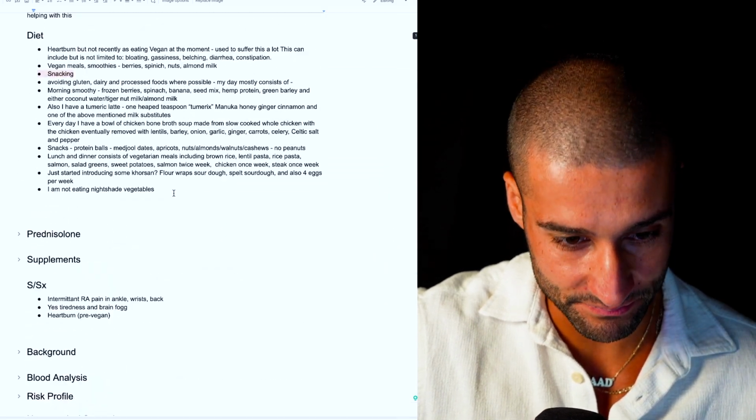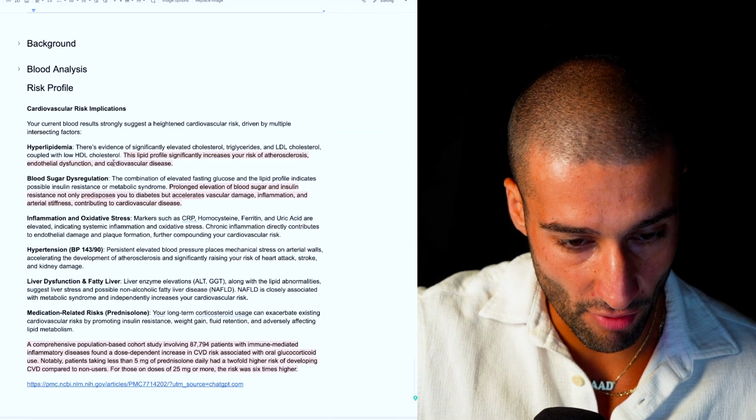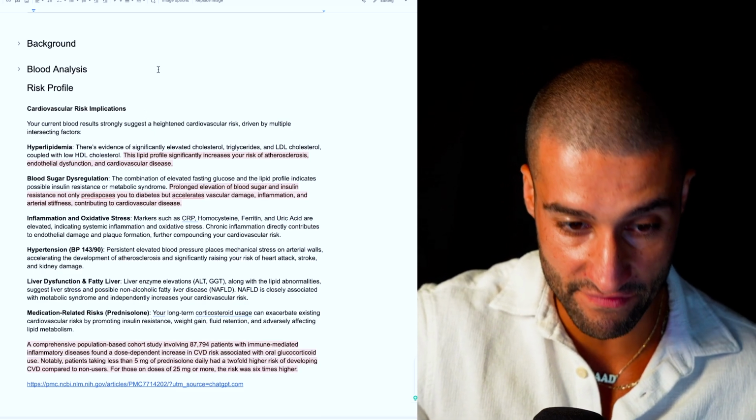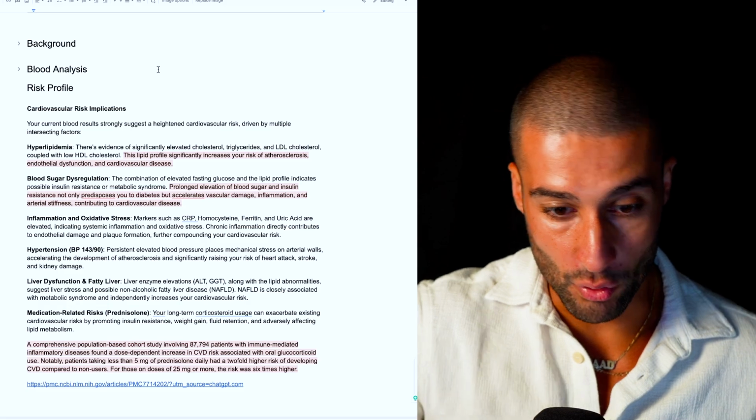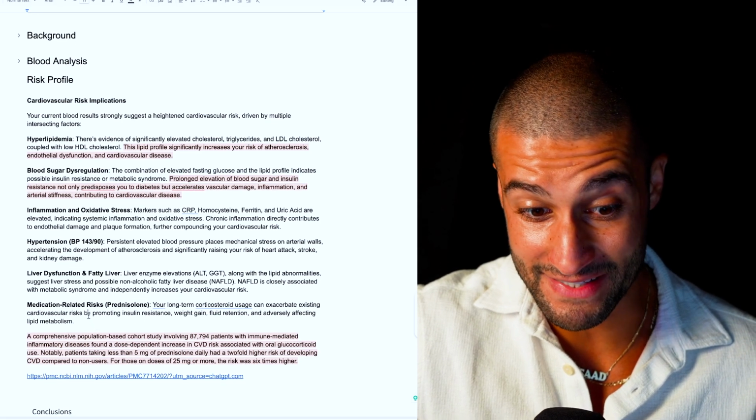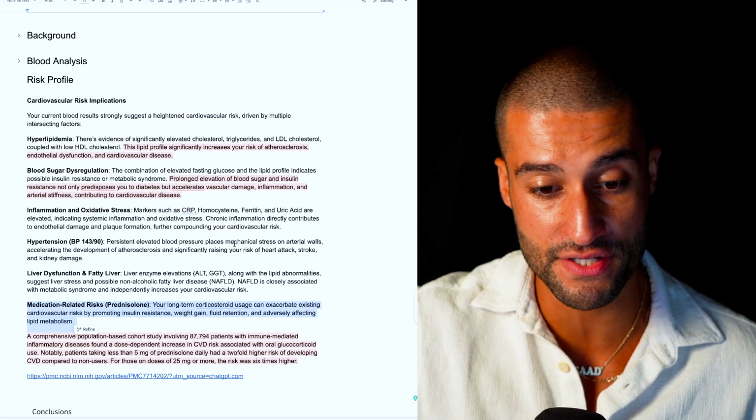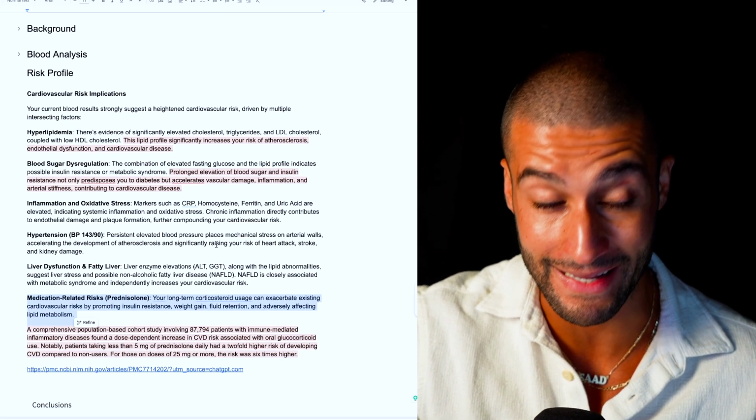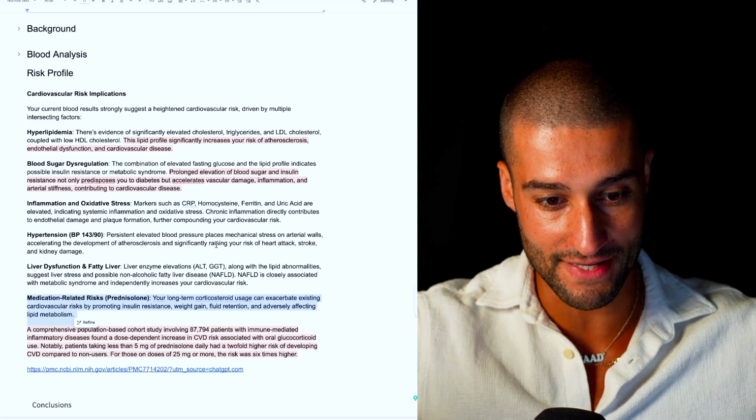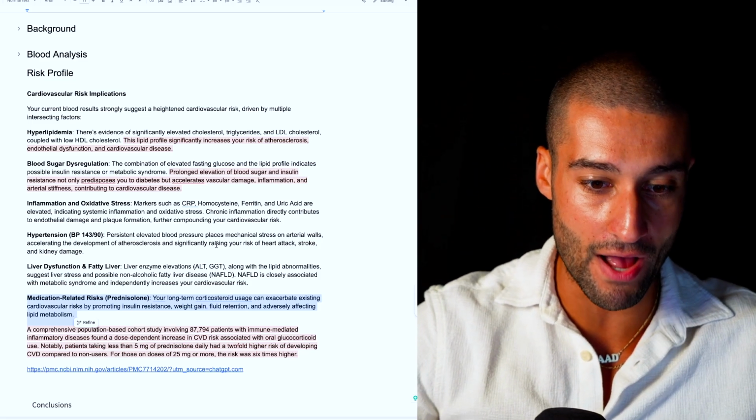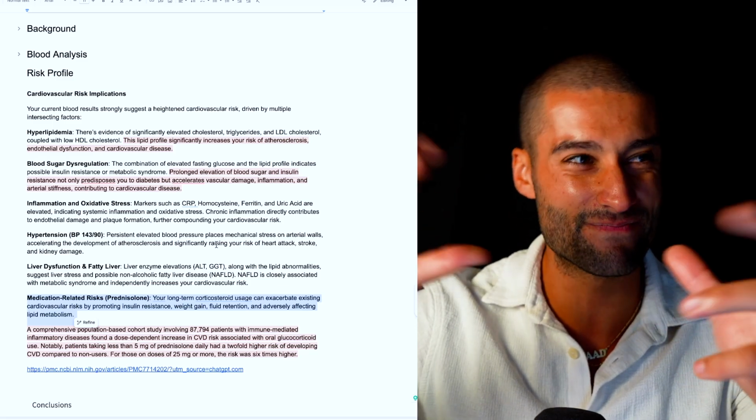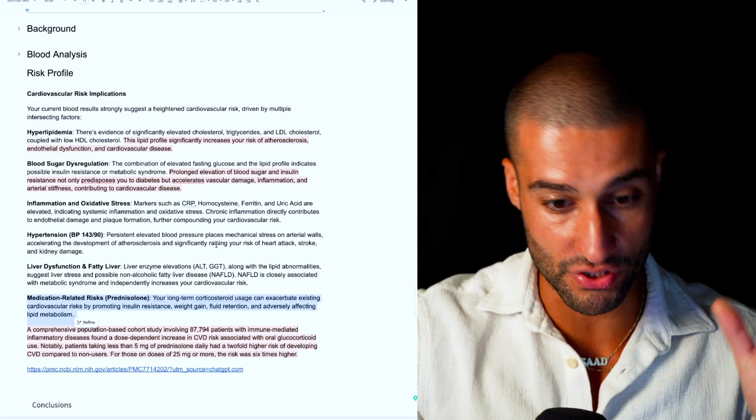And in summary, the risk profile for you, Wayne, is around hyperlipidemia, blood sugar dysregulation, inflammation, oxidative stress, and hypertension. Your long-term corticosteroid use can exacerbate existing cardiovascular risk by promoting insulin resistance, weight gain, fluid retention, and adversely affecting lipid metabolism. That is something to consider, which we didn't even talk about, is that the medication for the RA could be driving some of the markers to be worse, which could drive the outcomes.